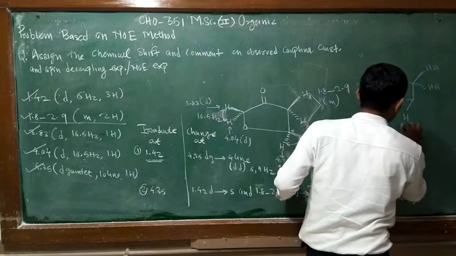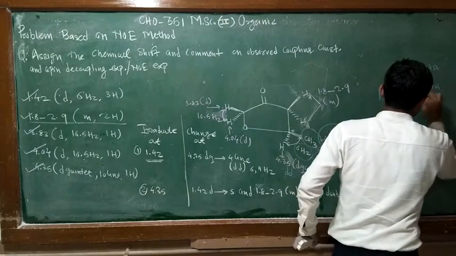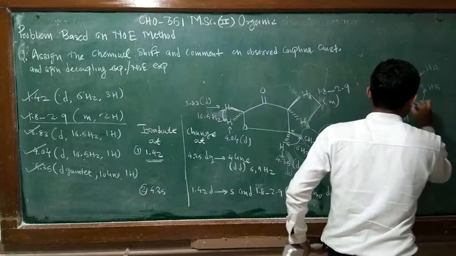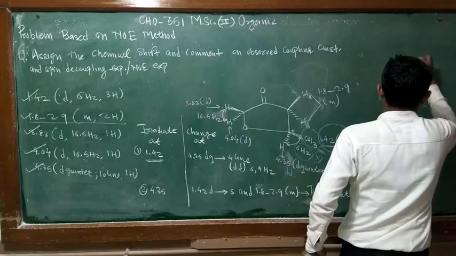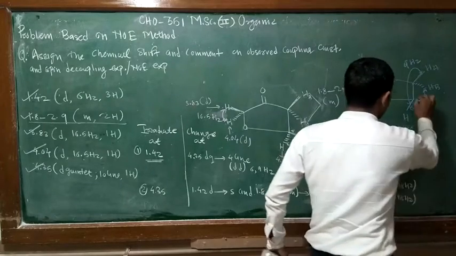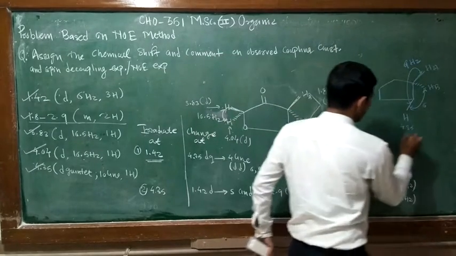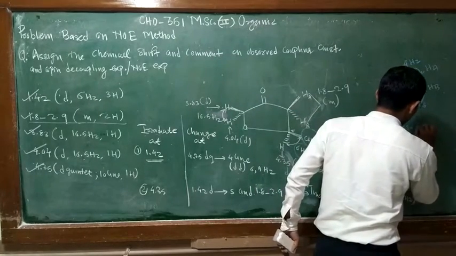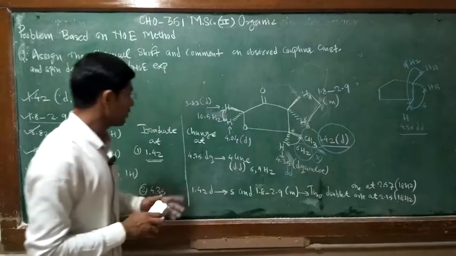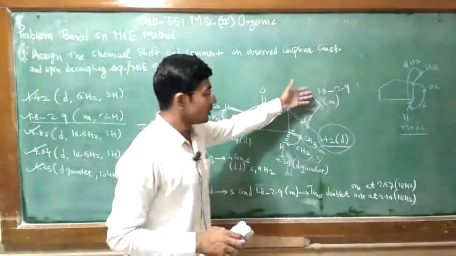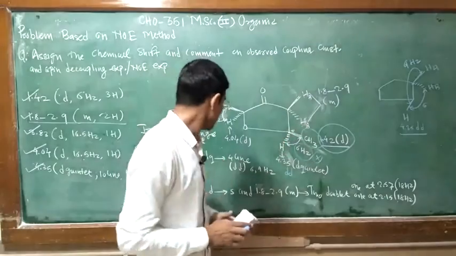So this proton at 4.35 couples with this one, suppose with 6 hertz, and this one couples with this with 9 hertz. After irradiation at 1.42 delta, we get the doublet of doublet. So in this way we can predict that our assignment of signal is correct here.